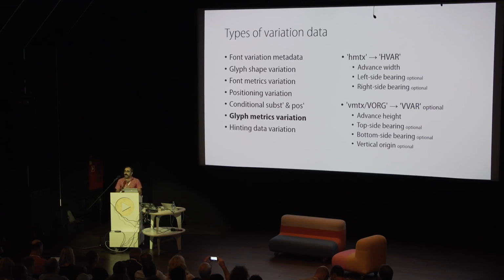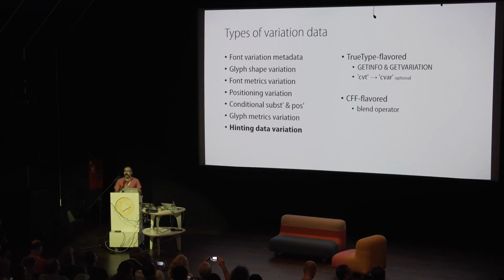There's glyph metrics variation. You don't need to care about that. They are just an optimization technique for layout. But the advances with left side pairing, right side pairing, they go into the new HVAR table, and the vertical metrics go to VVAR. And for CFF2, because the advances are not stored in the CFF2 table, the HVAR table is mandatory, but VVAR is optional.